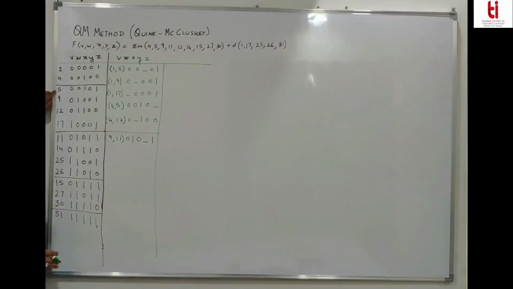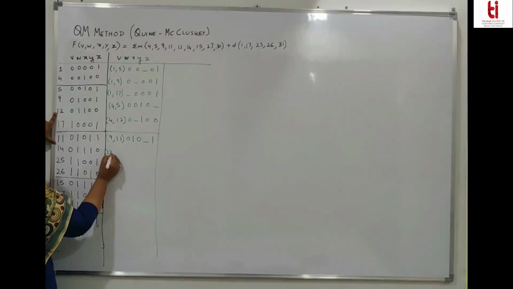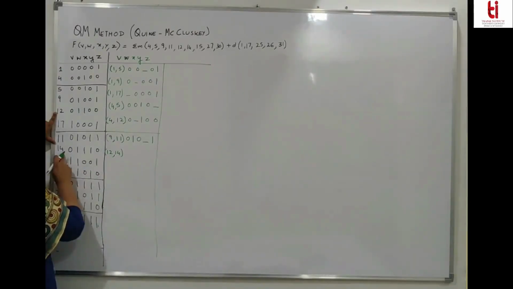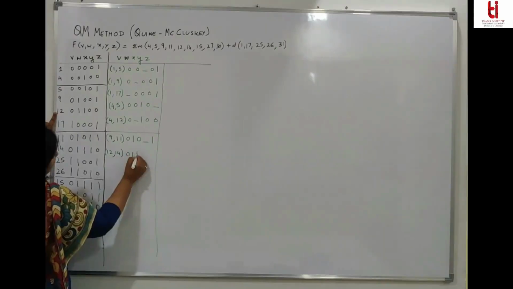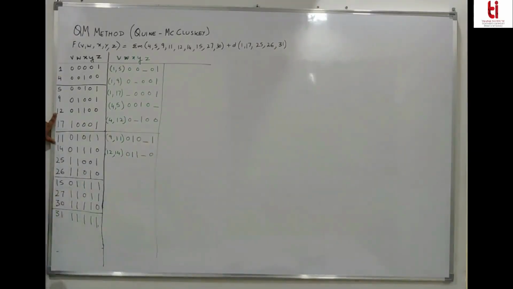So this is again. Then 5 comma 14. 5 comma 14. 1 bit change. 2 bits are changing. No. 9 comma 14. 2 bits are, more bits are changing. No. 12 comma 14. Yes. Can you see? 0, 1, 1, dash. Then 12 comma 25. No, first bit is changing, more bits are changing. 12 comma 26. More bits are changing? No.